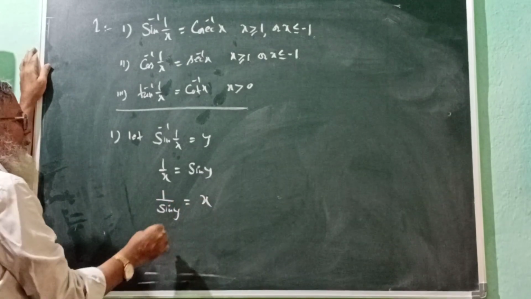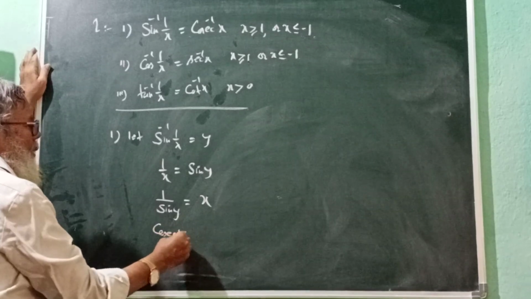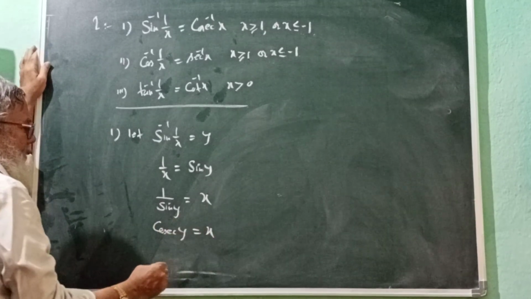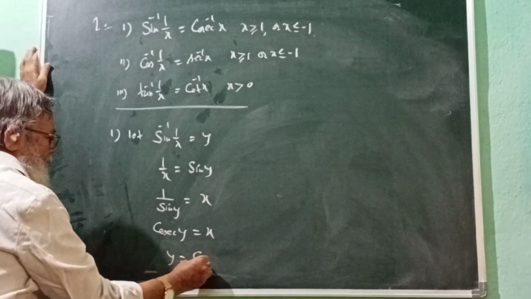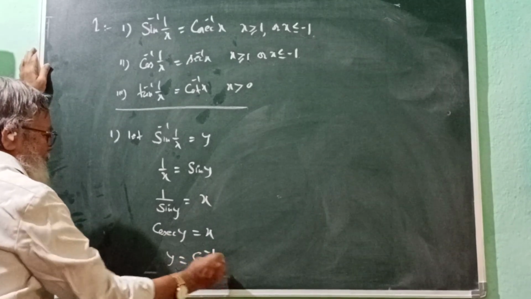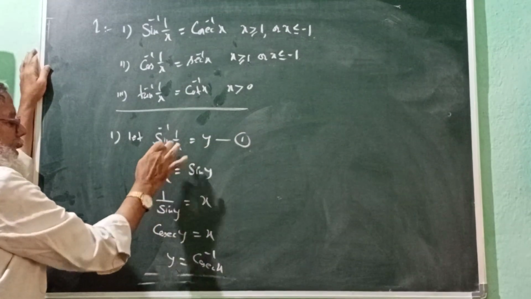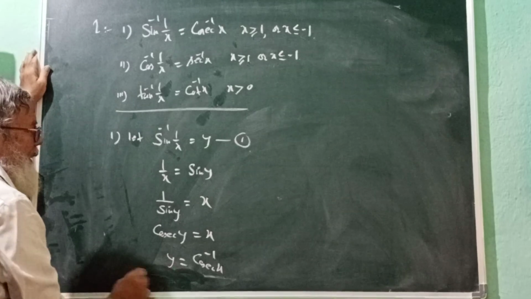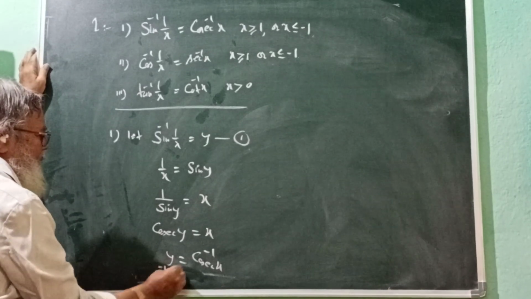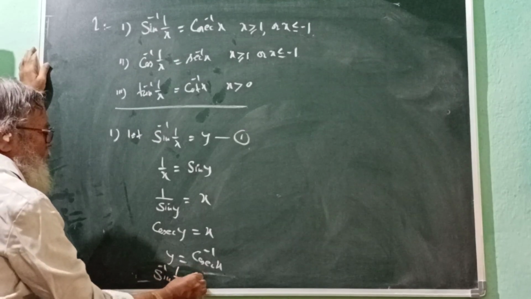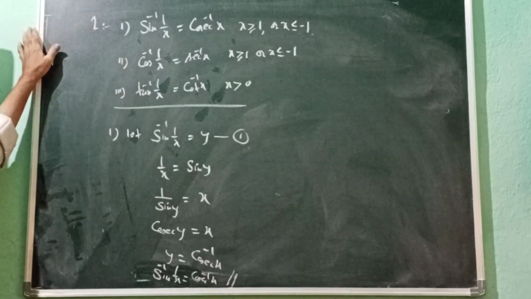But 1 by sin means what? It is cosec y. Cosec y is equal to x, or y is equal to, by the definition again, cosec inverse x. But the value of y, we have supposed it as sin inverse 1 by x. We can write here the value of y, that is sin inverse 1 by x is equal to cosec inverse x. That is the first formula.